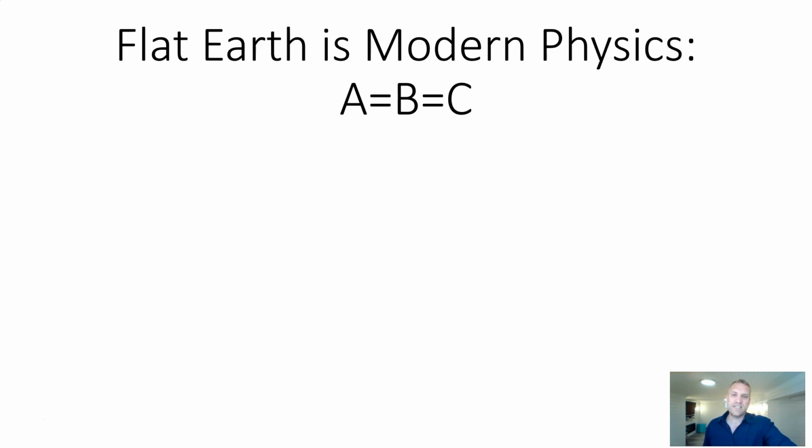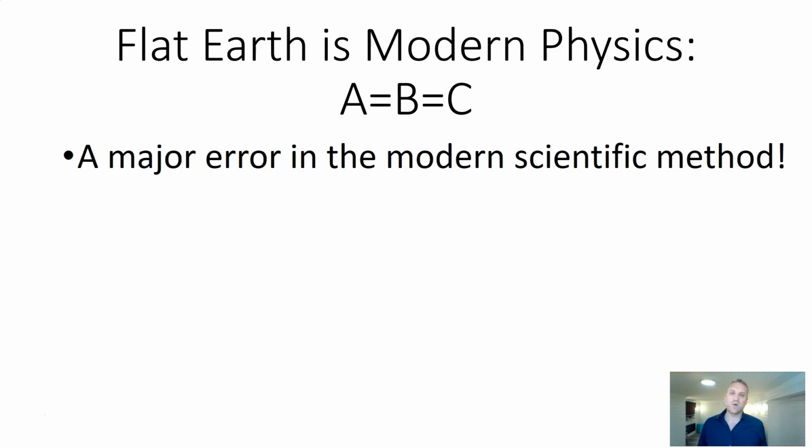Flat earth is modern physics. A equals B equals C. What does this expose? What does it indicate? It doesn't indicate anything other than that there is a major error in the modern scientific method. This is quite serious, actually.